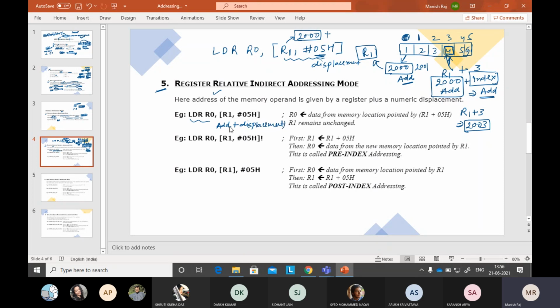Some displacement is added. So what is the advantage of this? Once you add this number to the address in this register, the result is relative to R1. If I want to reach the position with address 0007, you just add this index number and you will reach there directly. So this is the advantage.